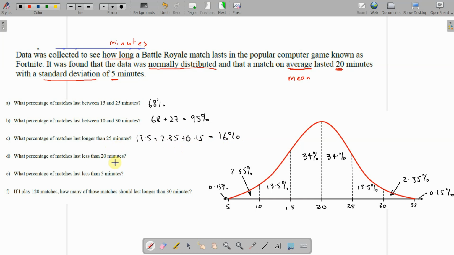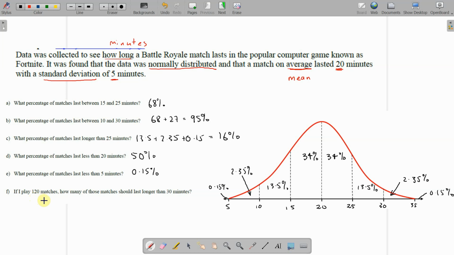What about less than 20? Well, 20 is our halfway point, and everything to this side of 20 is less than 20, and that's 50%. Half of the games last less than 20. What percentage of the matches last less than 5 minutes? That's that little percent here, only a tiny percent, 0.15%.